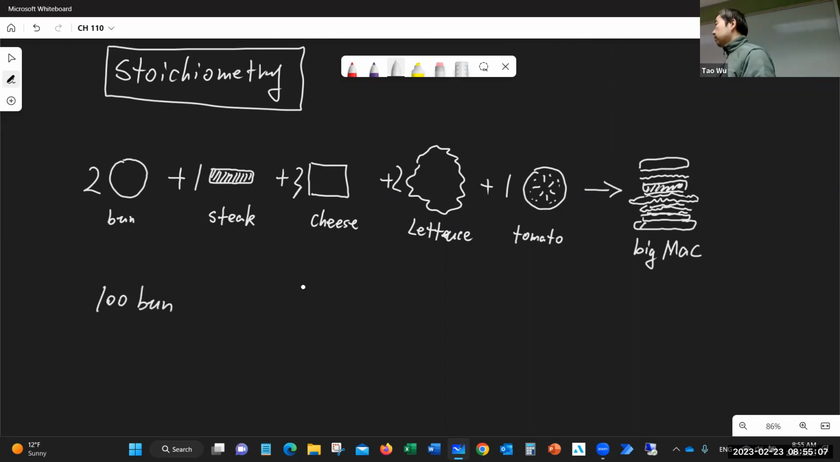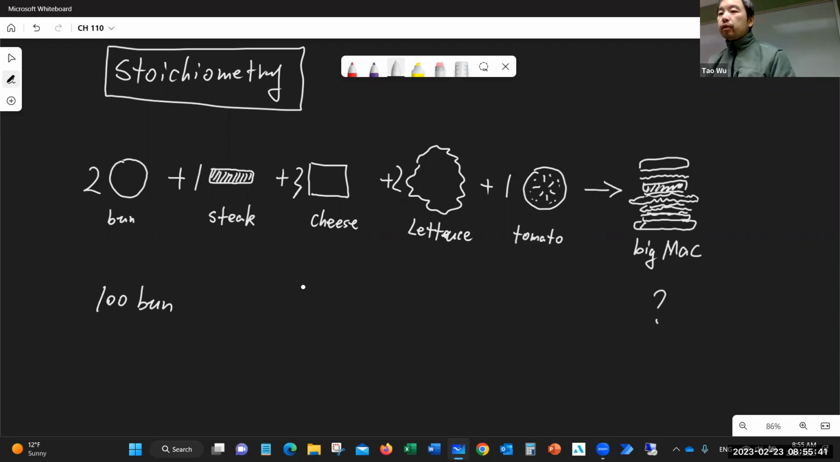other ingredients, how many Big Macs can we make if we have only 100 buns? You know, should be 50, right? You can make 50 Big Macs. But think about how you make it. How do you calculate this?